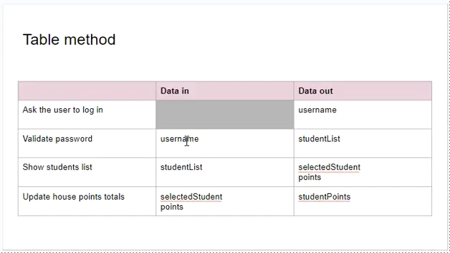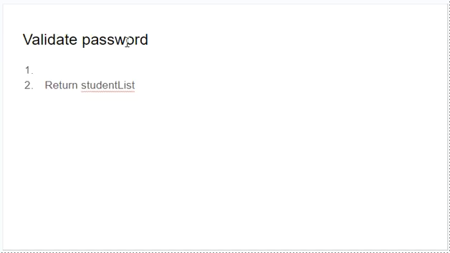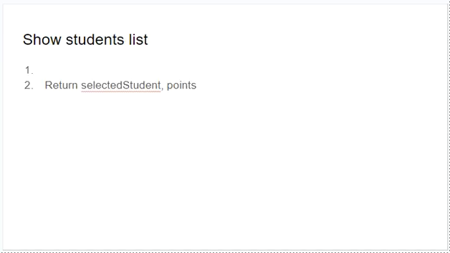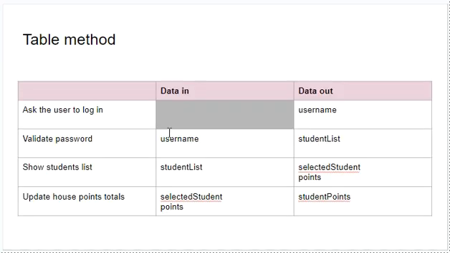For validate password, we're taking in username, but we're returning student list. So we're taking in username, which we haven't mentioned yet, but we're returning student list. So I've written that into the pseudocode. For the third step, showing the students list, we're taking in student list, but we're returning two values, selected student and points. Again, we're just saying return selected student, comma, points, and that just shows that we're passing data back out.